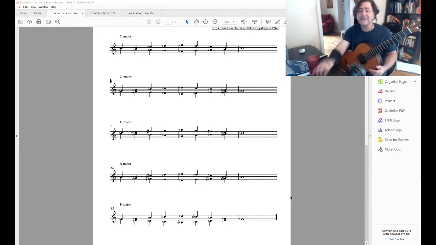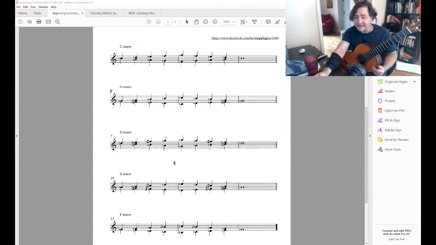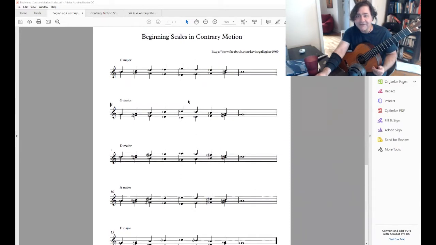The first one I wrote out, these are beginning scales in contrary motion. If you've never done this before, these would be the best ones to start with. I've written out some more advanced ones as well. But we can see right off the bat that this note has two stems, an upward stem and a lower stem.